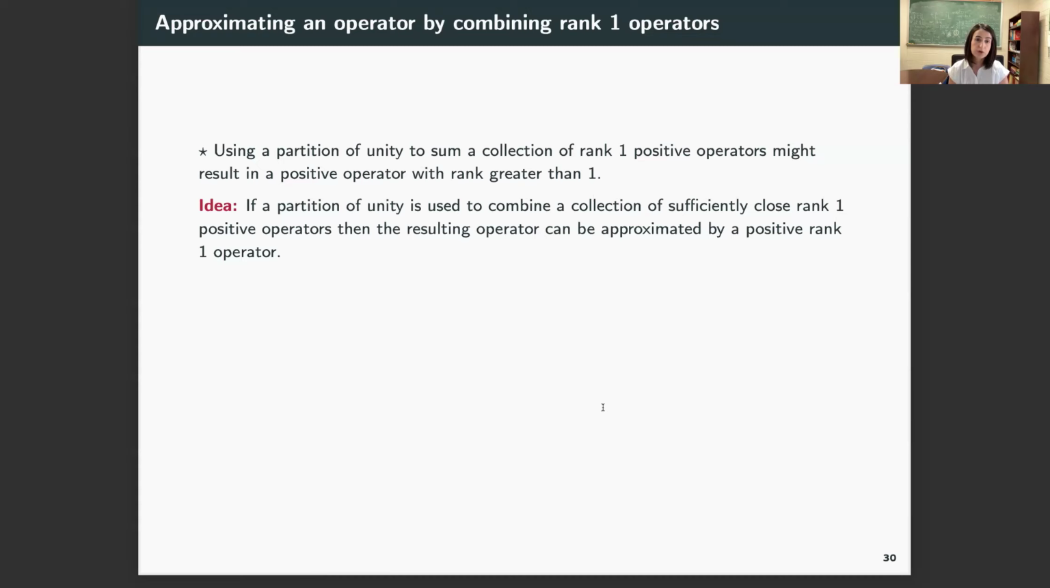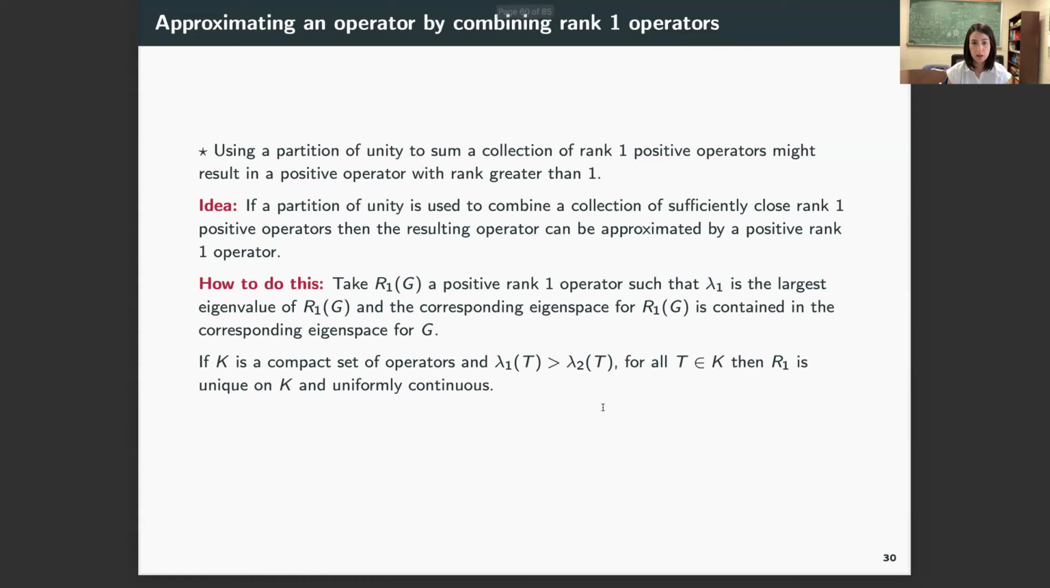Another way to think about this is that if I combine a collection of close rank 1 positive operators, then the resulting operator would be close by, and it will still be a rank 1 operator. So I'm just going to think about a collection of sufficiently close rank 1 operators, combining them, and using that to approximate my function. But how are we going to do this?